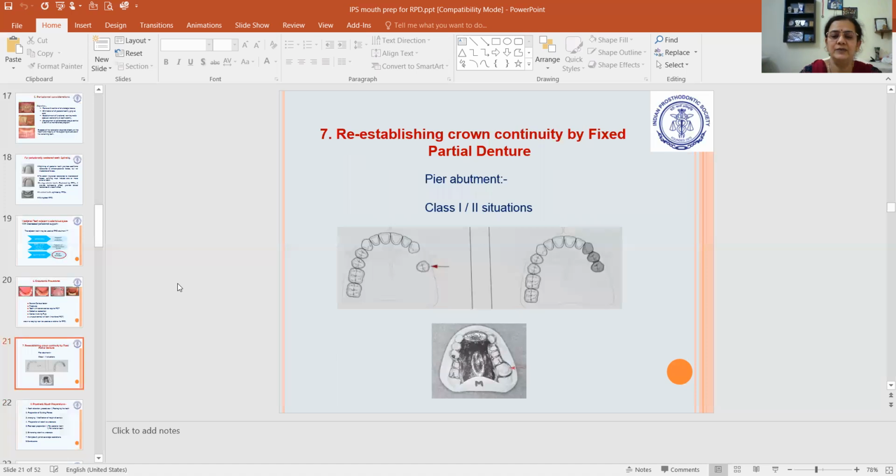Now, establishing crown continuity by fixed partial denture. Sometimes in Class 3 modification 1, we may come across various clinical situations, like a single isolated abutment tooth. This can be corrected by giving fixed partial dentures, and the actual classification can be modified, so that a suitable design can be planned for that case.